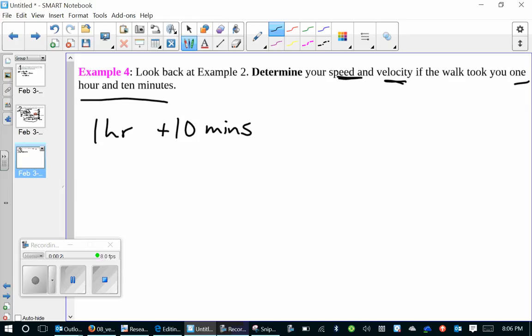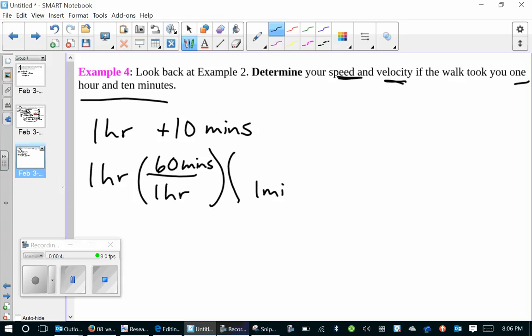So 1 hour. Well, I want to get to seconds. I know that in 1 hour, there are 60 minutes. I know that in every 1 minute, there are 60 seconds. Now watch what happens to these units. Hours divided by hours, minutes divided by minutes. I'm left with seconds. So I go 60 times 60.